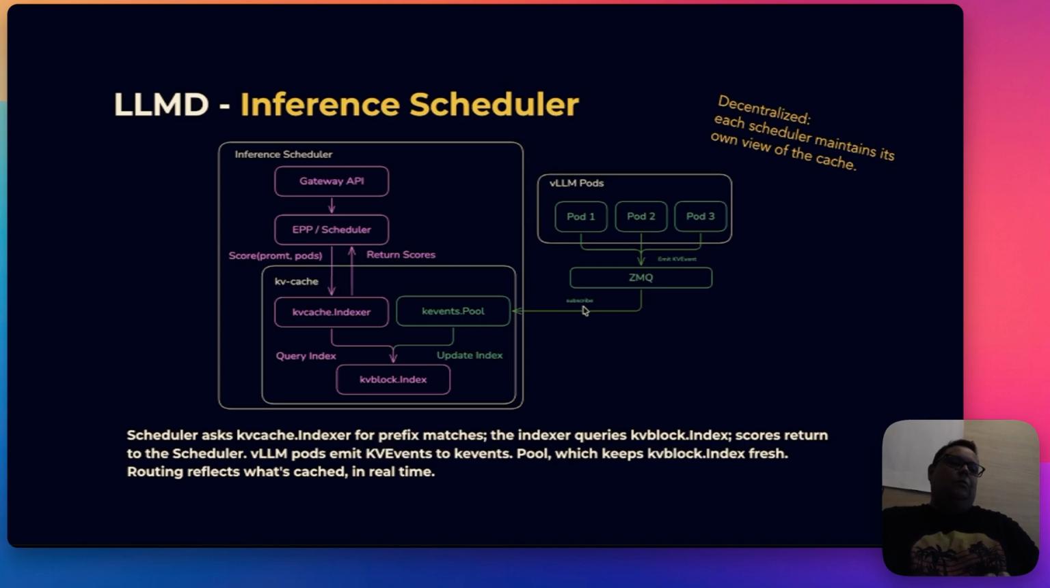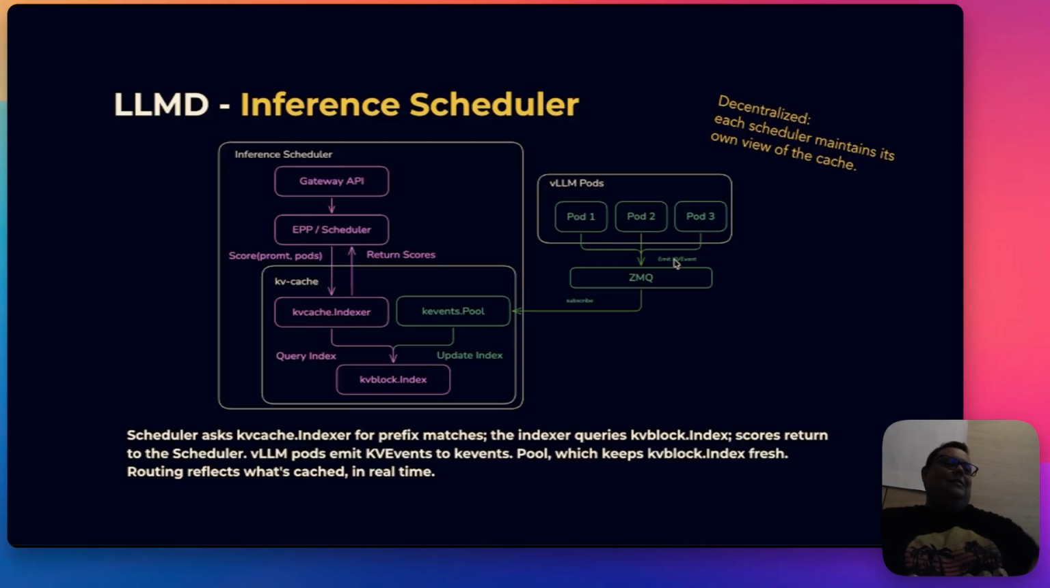And via ZMQ, they're subscribing here to a KV event pool, and they're updating the index. So whenever the vLLM pod generates new KV cache entries, right? They're sending it over here to the index, and it can then be available for the endpoint picker.